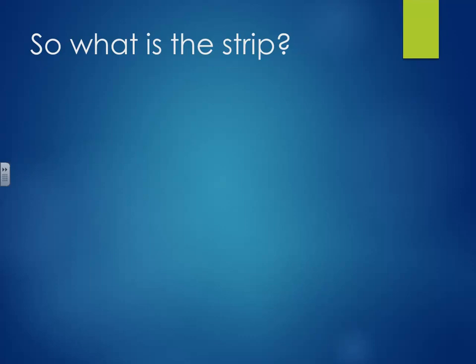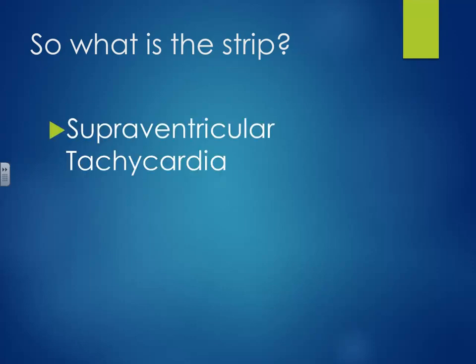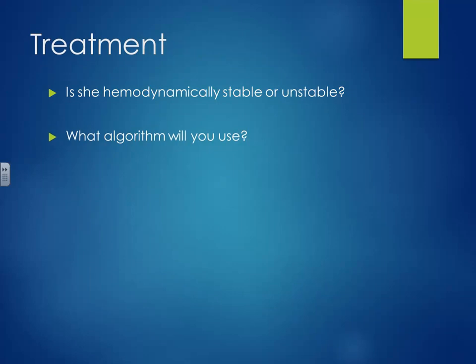So what is it? SVT. What makes it SVT and not paroxysmal SVT? Because you didn't witness it. If you had witnessed it going from one rhythm to another, it would be paroxysmal. All right? So, is she stable or unstable? Stable. Hemodynamically, blood pressure was 110. Just talking. So what algorithm?